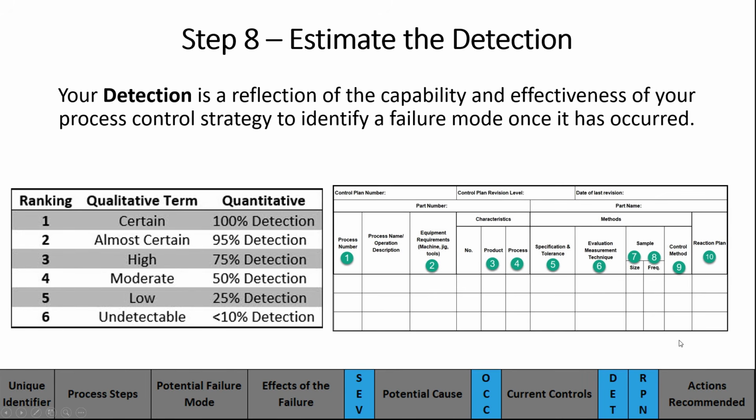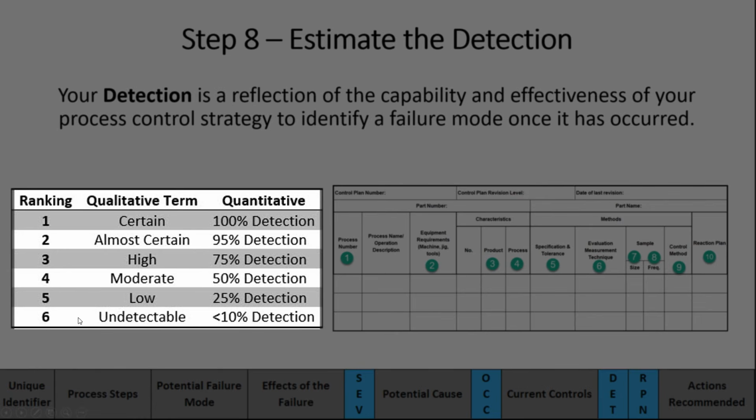And again, this comes back to our control plan, right? How well does our control plan detect that failure mode once it has occurred? And then let's give it a score, right? We can talk about it in qualitative terms, like we're certain to catch it, where we have a high probability or low probability, or maybe it's undetectable. And then you can put it in more semi-quantitative terms. We have 50% detection or 75% detection. Those are different ways to score detectability.